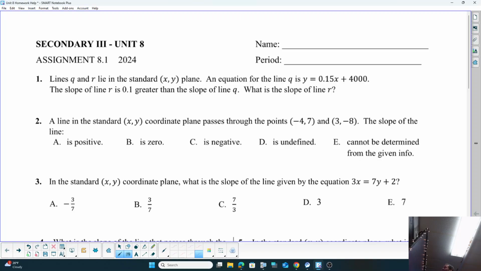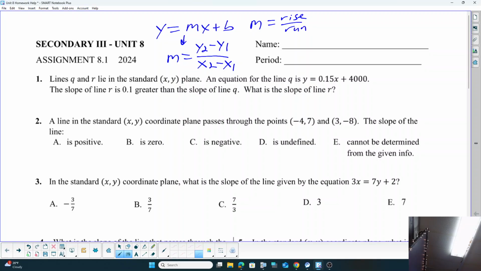All right, so let's see. 8.1 is about equations of a line. Do you remember equations of a line? Do you remember some formulas that we could use to help us? Like y equals mx plus b. What about the slope formula? m equals y2 minus y1 over x2 minus x1. Those are some formulas that come to my mind. Or what about rise over run? Do you remember rise over run?